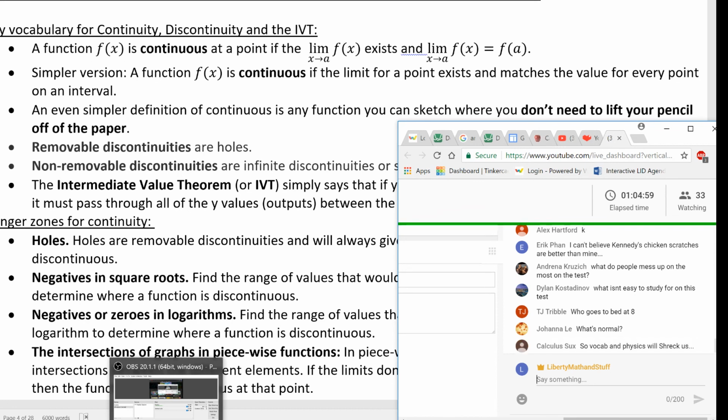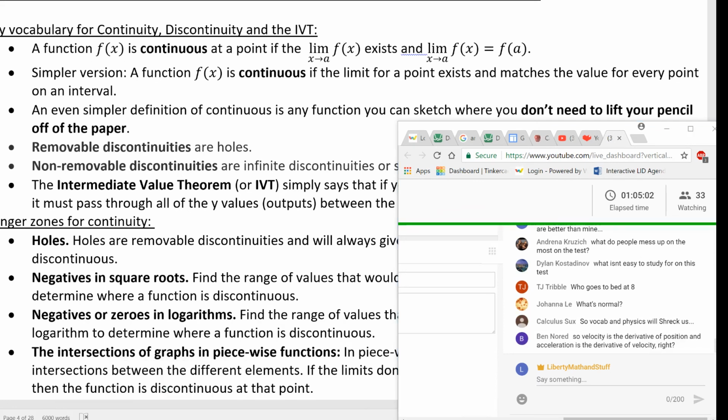Normal lines. So tangent line. Let's go back to the sketchpad. It's much easier in the sketchpad.